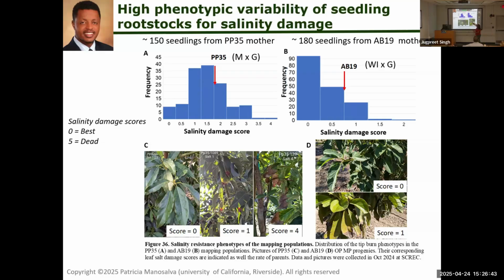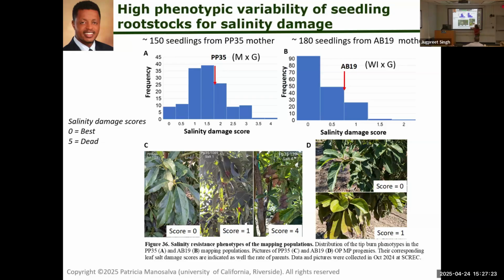This is, for example, your mommy here, PP35, a Mexican and Guatemalan hybrid. This is just a phenotypic score for salinity damage, okay? 0 is the best, 5, the plant is dead. We have here around 150 seedlings, okay? Seedlings from the same mommy tree, which is PP35. And you see from these 150, your mother phenotype is right here in this score. But then you have some that are very, very good for salinity and those that are very bad. And you have all the spectrum from all this material. So you can see that individuals are totally different phenotypically.